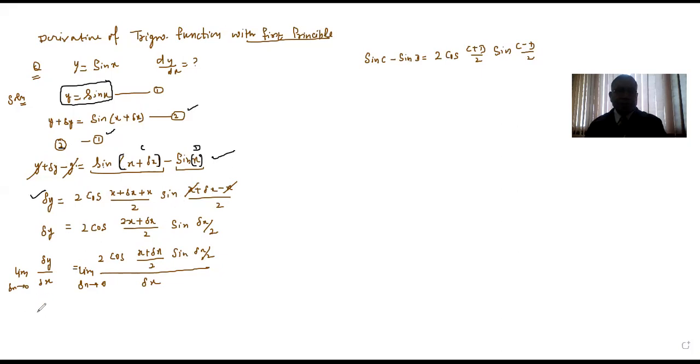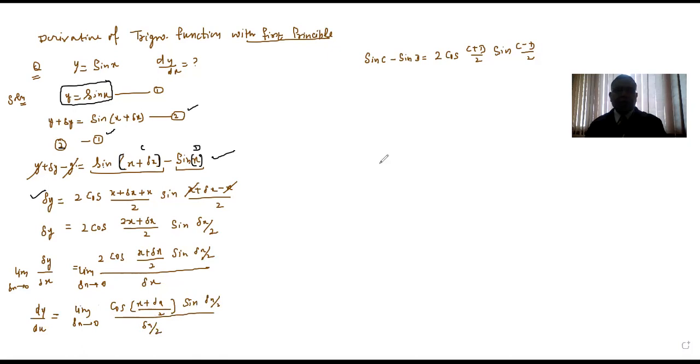So this is, pay a little attention, dy by dx. I have removed limit delta x tends to 0. So I will write dy by dx. This is limit delta x tends to 0 cos of x plus delta x upon 2, sine delta x upon 2 divided by, this 2 goes to the denominator. So this is delta x by 2. So I have taken this 2 under the denominator.